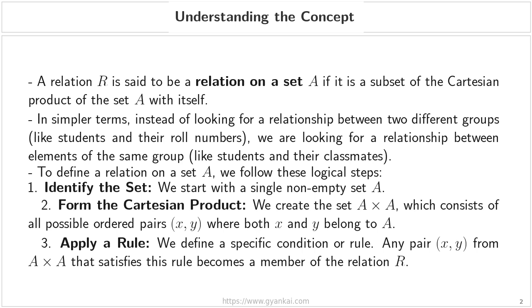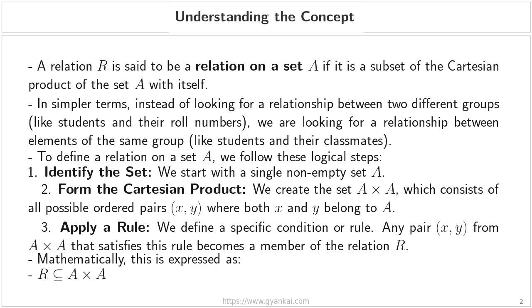If you're tasked with defining a relation on a set A, you can follow these three logical steps. First, identify the set. We begin with a single, non-empty set, which we will call A. Second, form the Cartesian product. We create a new set, written as A cross A. This set is made up of every possible ordered pair, let's call them x and y, where both x and y are members of our original set A. Third, apply a rule. We define a specific notation or a rule. We then look through our list of pairs in A cross A, and any pair x, y that satisfies this specific rule becomes a member of our relation, R.